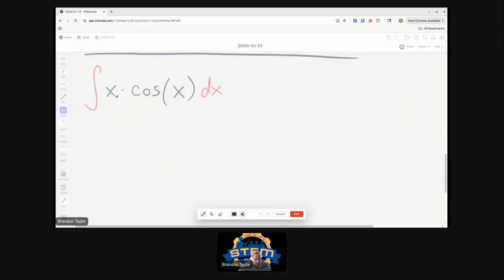So whenever we're multiplying two things, remember, integration by parts is the opposite of the product rule. I call it the anti-product rule.